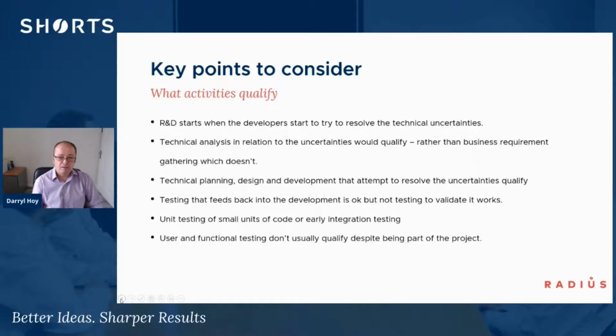Technical planning, design and development that attempts to resolve uncertainties would all qualify, and the testing that feeds back into the development, but not user testing that validates how it works. And again, quite often you'll see that, within the big developments, you'll be going back and testing small units of code and how it's working with integration, and that kind of area of the early beta phase testing should qualify.